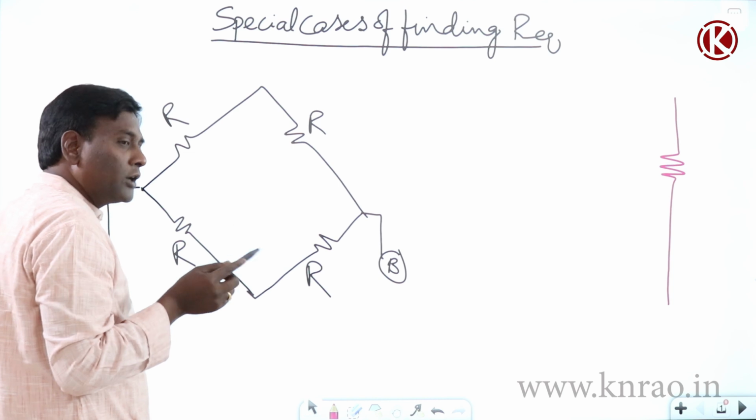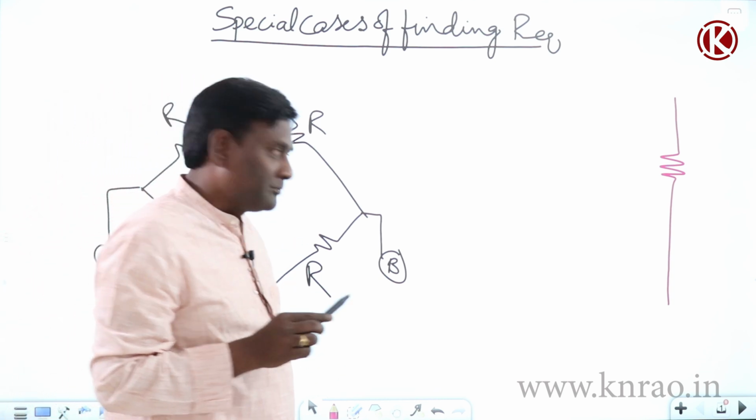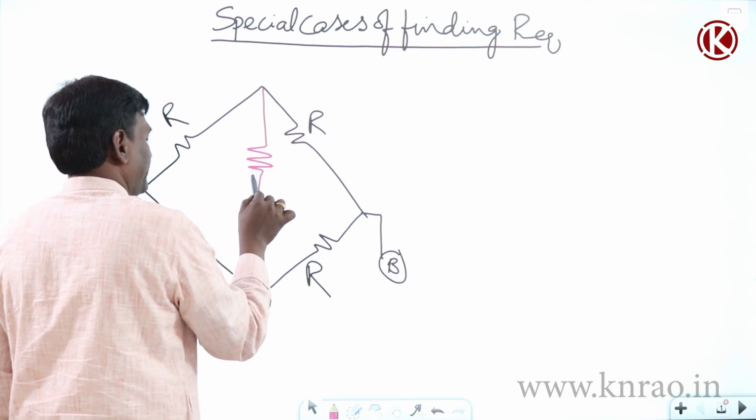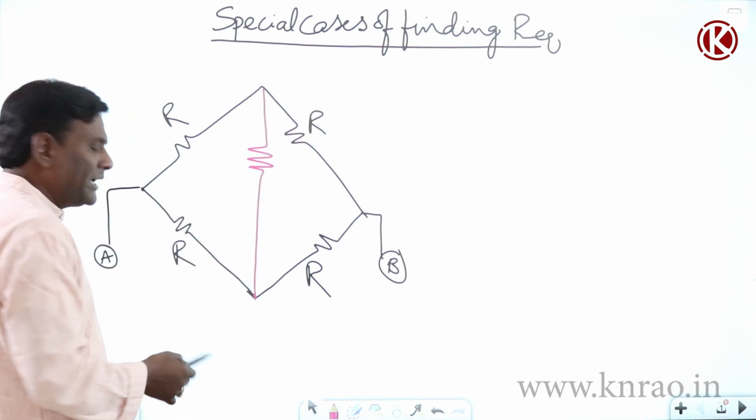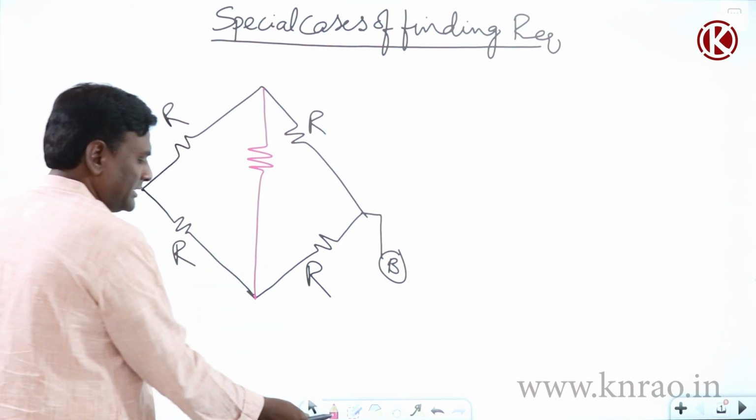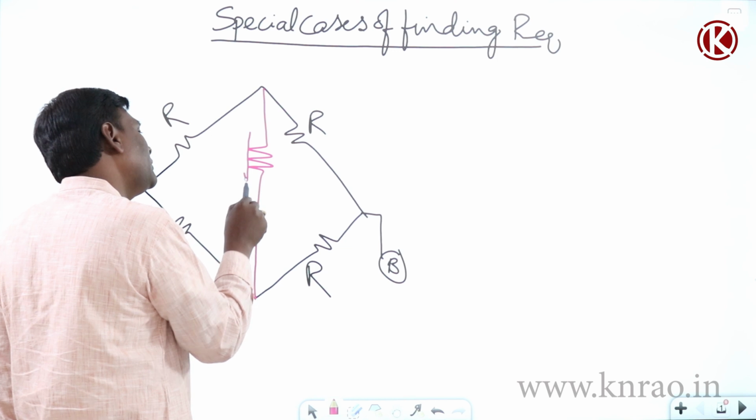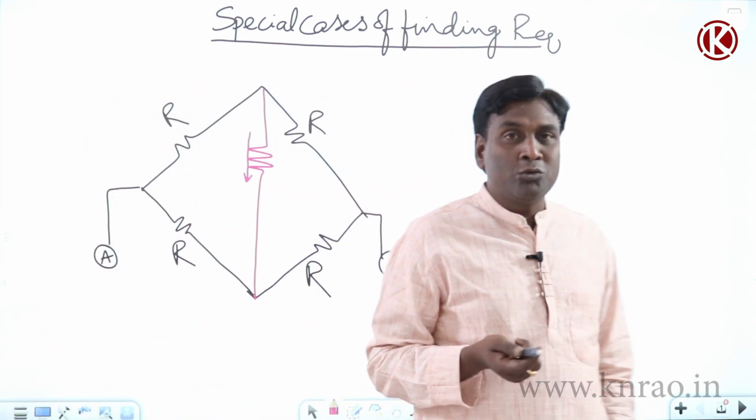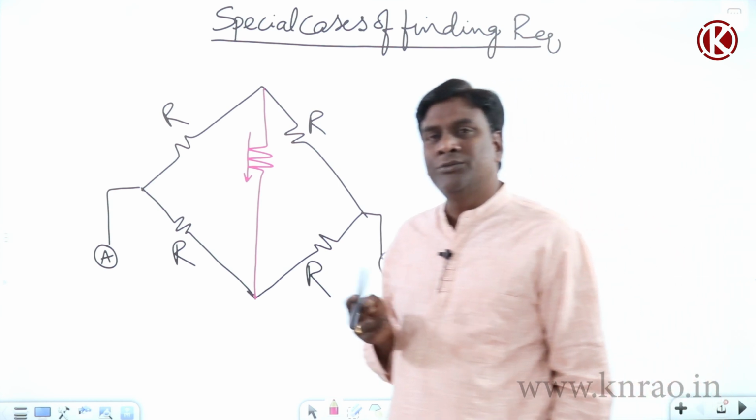But the point to be noted here is, should I open circuit or should I short circuit, does it matter? Because for example, by the balanced bridge property, directly I can say that no current will flow through this. Now, no current is flowing through it, which means it's equivalent to open circuit.